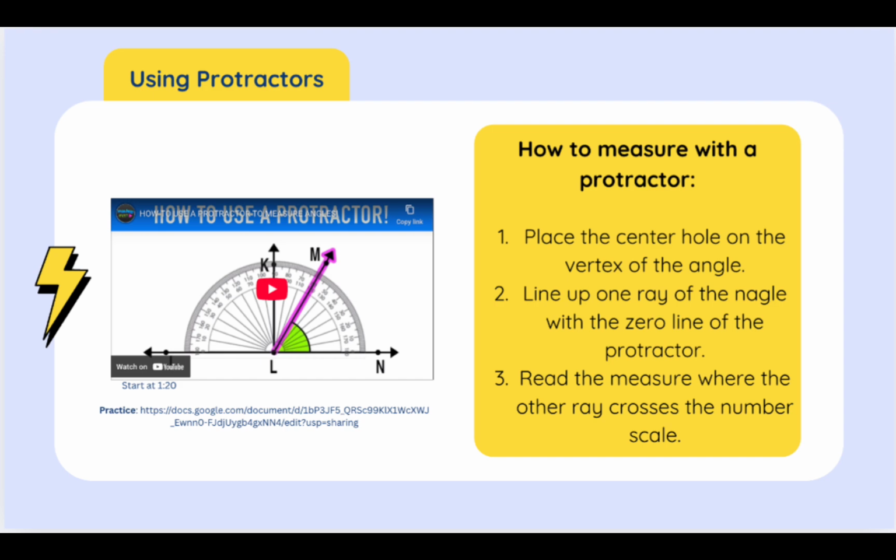Now we will be putting all of the angle knowledge that we have learned together to use a protractor. A protractor is what you use to measure angles. So how do you measure with a protractor? First, you place the center hole on the vertex of the angle. Next, you line up one ray of the angle with the zero line of the protractor. Third, you read the measure where the other ray crosses the number scale. Here is a video to show you how to do it.